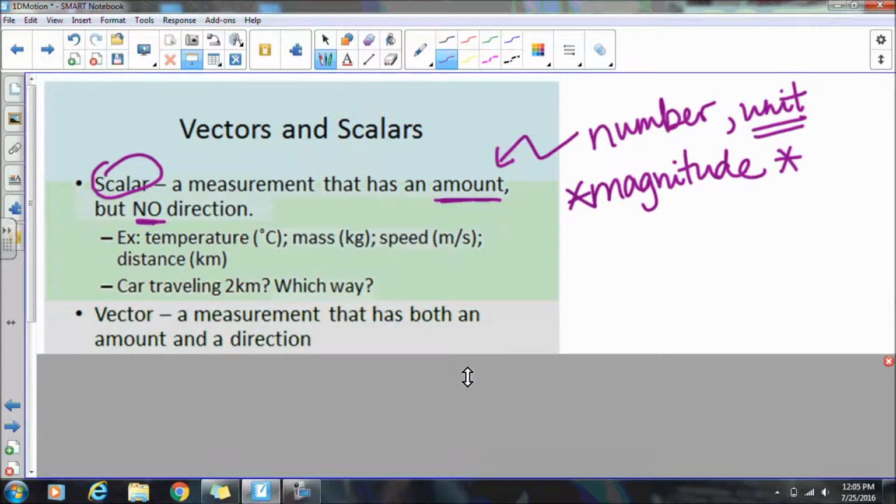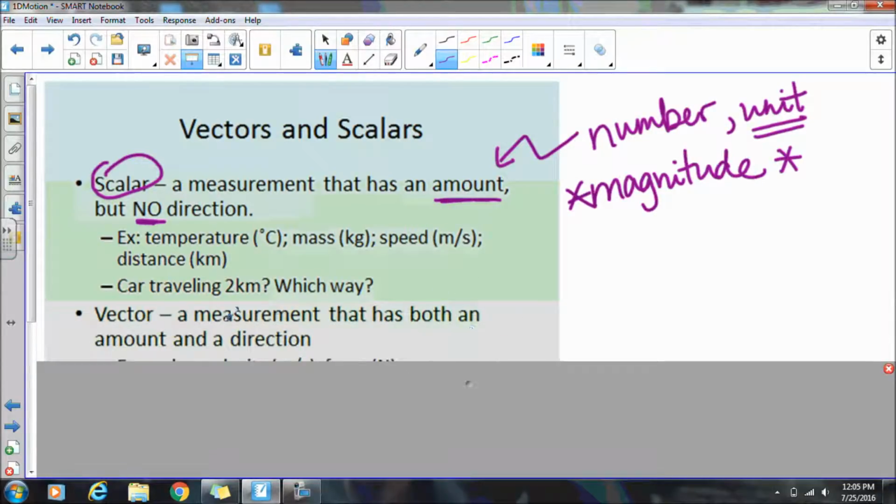That's where we bring in a vector quantity. A vector quantity is a measurement that has an amount and a direction. So amount and direction. So for a vector, you would have this number in a unit, so say 2 kilometers, and then the direction would be towards Arcado, or 2 kilometers towards Five Forks, or something like that. So there has to be some sort of directional component.